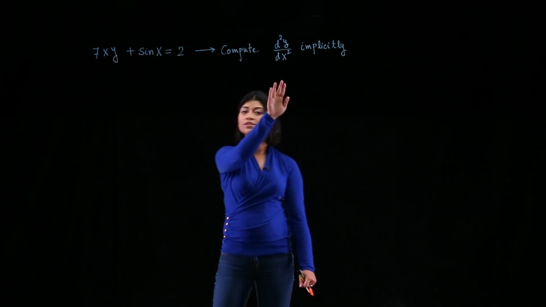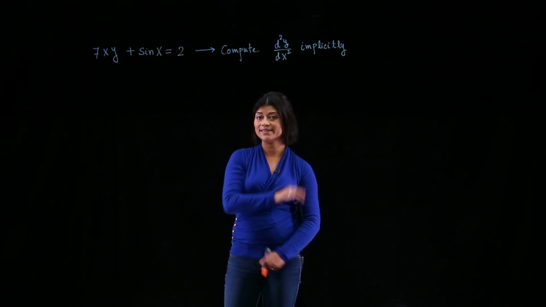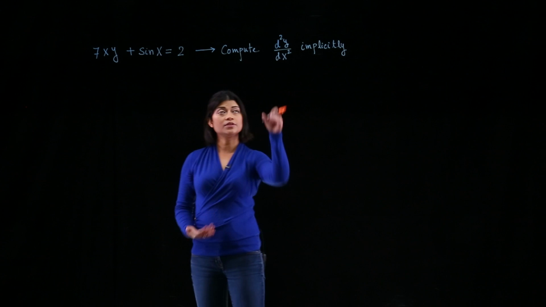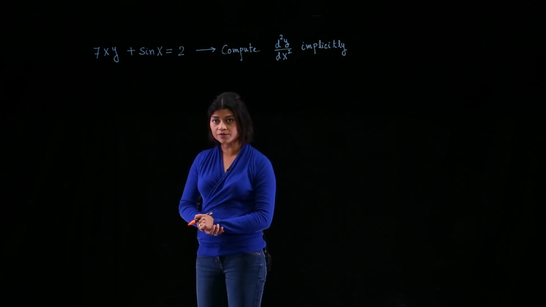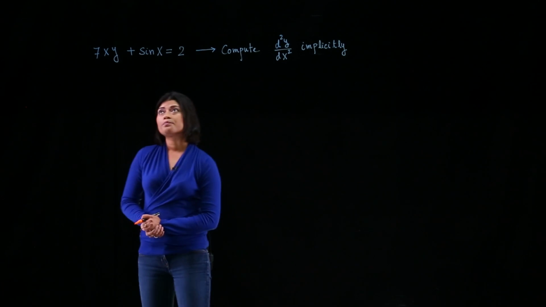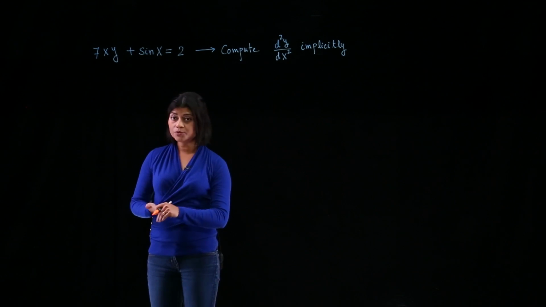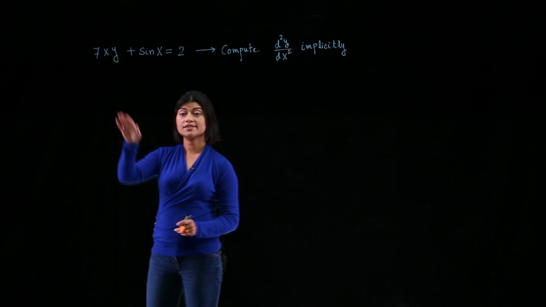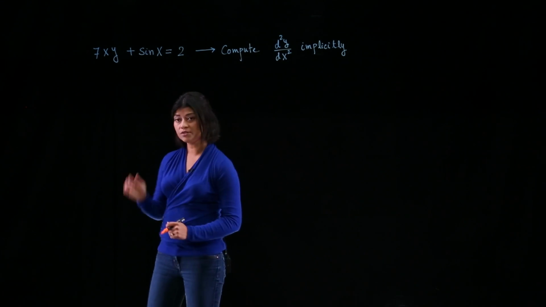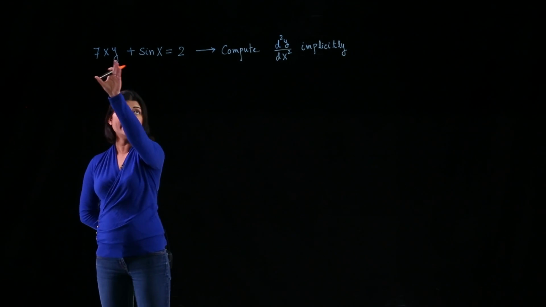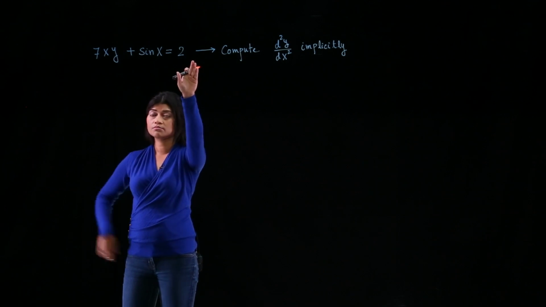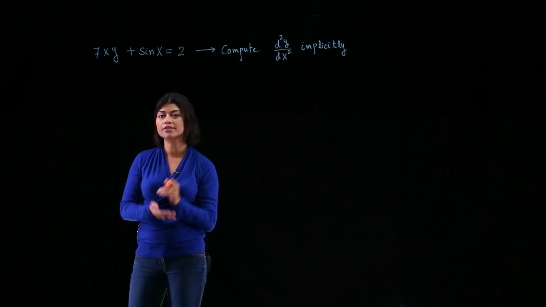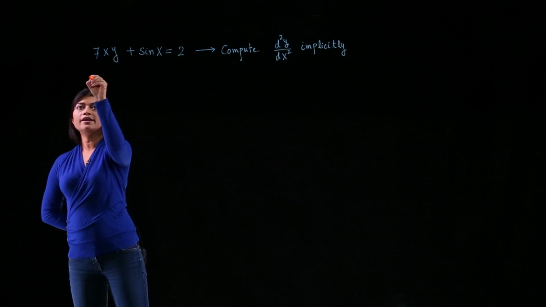We have to compute d2y dx2 implicitly. So we have to compute the second order derivative. Now, in order to do that, we have to first compute the first order derivative and then the second order. Okay? So this is implicit differentiation. So the first step is apply d dx to all the terms, to the left side and the right side of the equation. So let's do that.